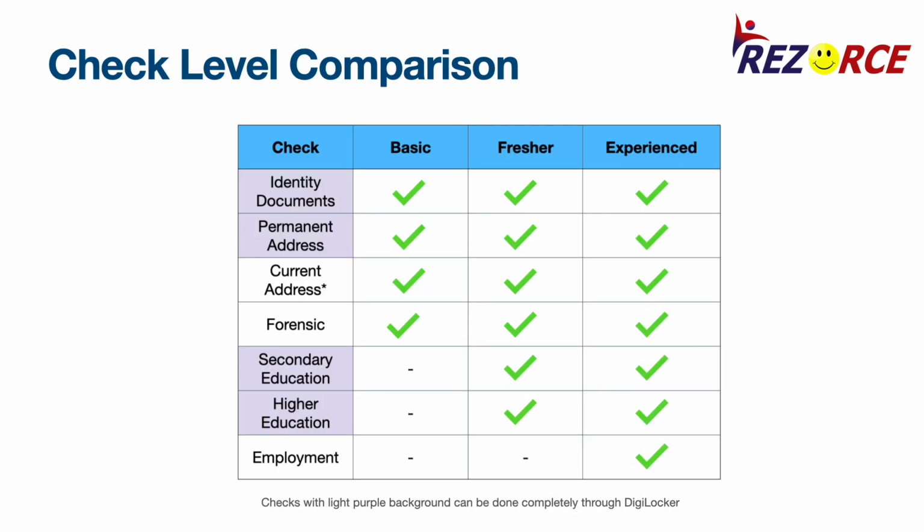This is a comparison between the different check levels that are offered by Rezorce. Checks having a slight purple background can be done completely through DigiLocker. We encourage you to follow this method.